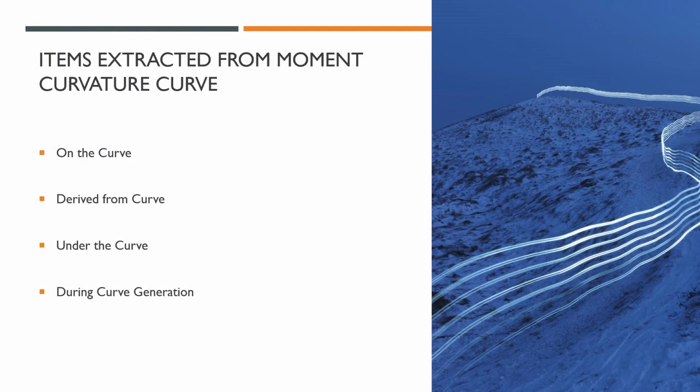So we're going to look at 4 categories of things that we can get from the moment curvature curve. Things that are right on the curve immediately. Things that can be derived from the curve from additional computations. And then what is under the curve? And then finally, what can be retained in the computing process during generation, which we can then output as additional information. Because CSI Col was developed by our team, we could actually output a lot more information from that program. And you can see the same thing in SAP and ETABS section designer as well.